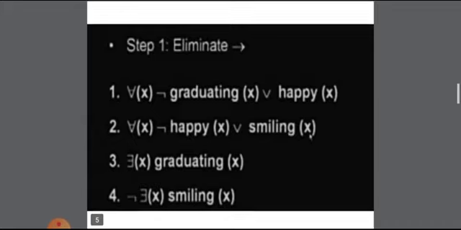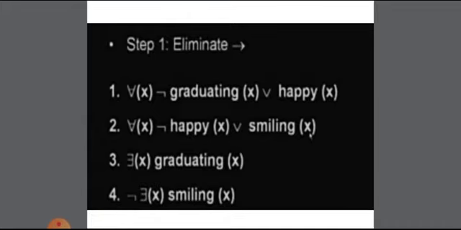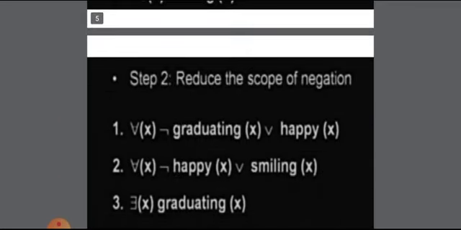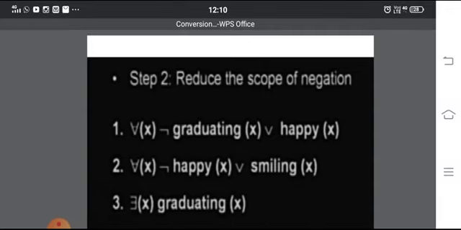So from all these logical statements, we removed all the implication and got the solution we are having here. Now the next step is to reduce the scope of negation. To reduce the scope of negation, we just have to lessen the scope of the negation symbol.